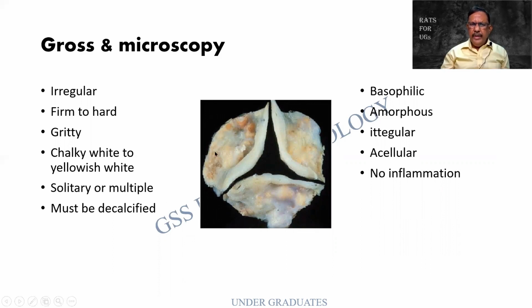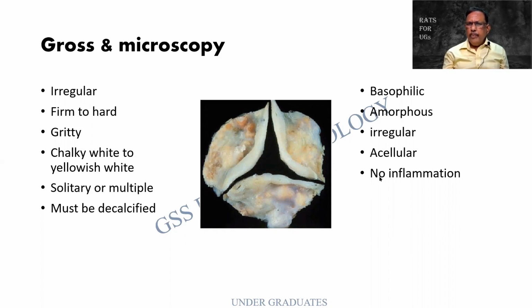Here also I am finding a blend of this yellow and white. It can be solitary, it can be multiple. Here it is multiple, involving all the valve leaflets. And it must be decalcified. If you want to cut the section and then study it under the microscope, you have to remove the calcium, which is called decalcification. Repetition is the mother of knowledge.